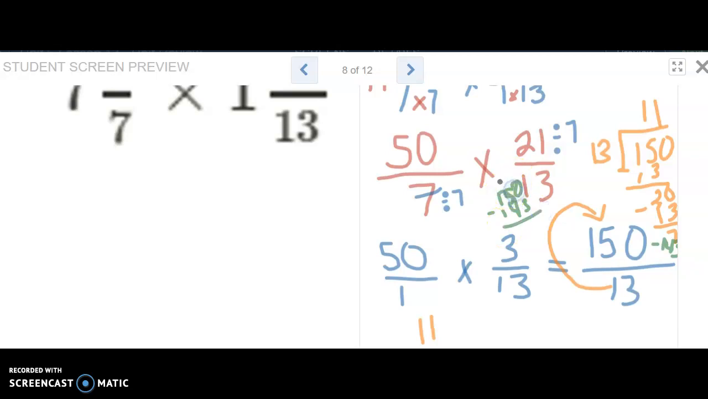That gives me 10 minus, that's going to be 4. That gives me 7. So 7 over 13. So my final answer is going to be 11 and 7/13.